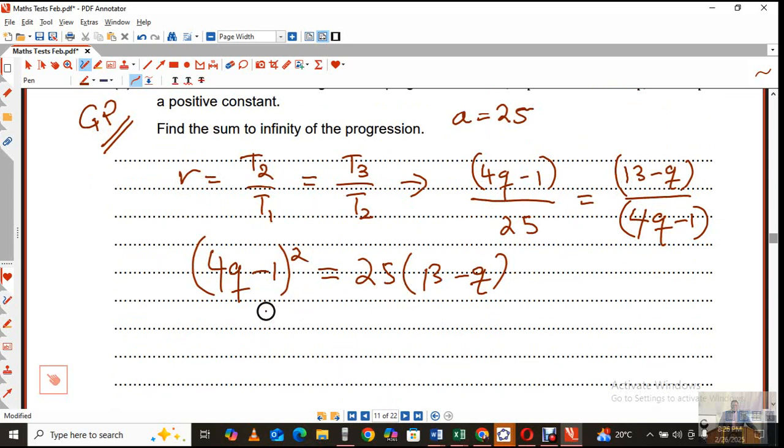You should be very familiar with how to square binomials. So for 4q squared, that is 16q squared. 4q times negative 1 times 2 is essentially going to give you minus 8q, the middle one. And negative 1 times negative 1 will be positive 1. And this side, you have 25 times 13. 25 times 10 is 250, 25 times 3 is 75. Whenever you add that, you're going to get 325 minus 25q. You can obviously use your calculator to do that multiplication.